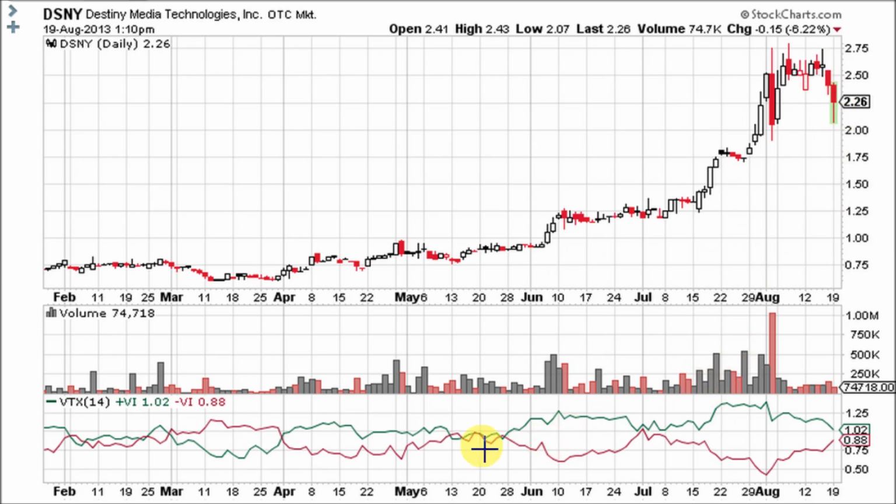But basically the buy signal came right here before the high volume breakout into blue sky territory, and according to the signal, it remained bullish this entire time, even right now, where the reading is 1.02, which is still slightly bullish according to VTX.